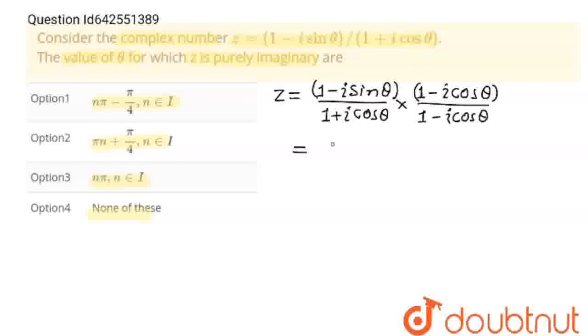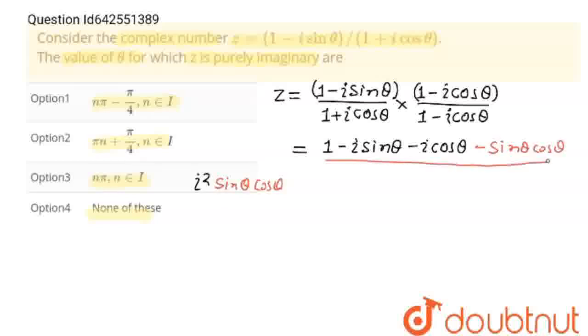So 1 into 1 will become 1. Minus iota sin theta into 1 will become minus iota sin theta. And 1 into minus iota cos theta will become minus iota cos theta. And minus iota sin theta into minus iota cos theta, minus minus will become plus, and this will become iota squared sin theta cos theta, and iota squared is minus 1. So this will become minus sin theta cos theta.